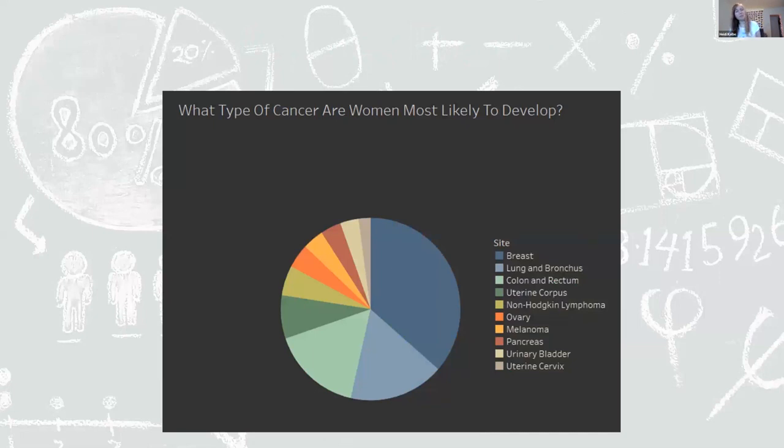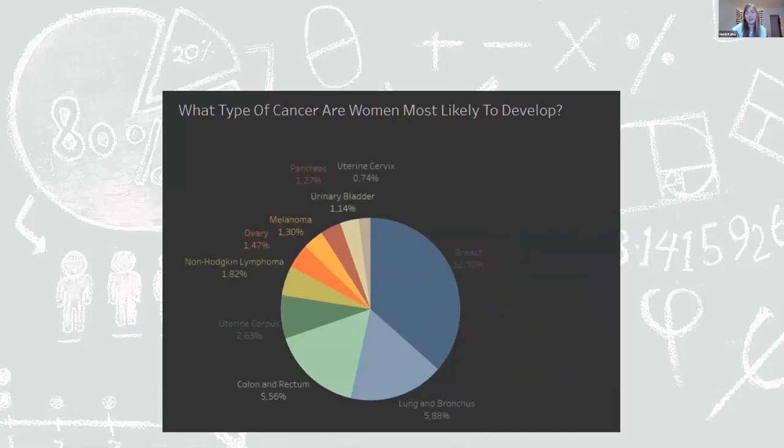Another example. This pie looks at what types of cancer women are most likely to develop. And it looks as though about 35% of all women are going to develop breast cancer at some point in their life. But is that really what this pie says? Let's take a look at the labels. And no, this actually says that 1 in 8 women will develop breast cancer. And while that is still a lot, it's not 36%.